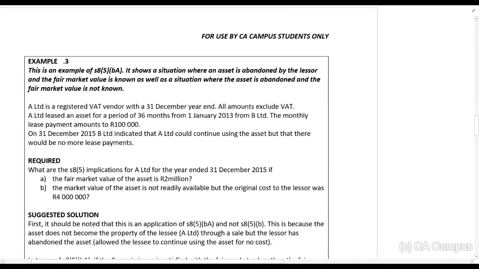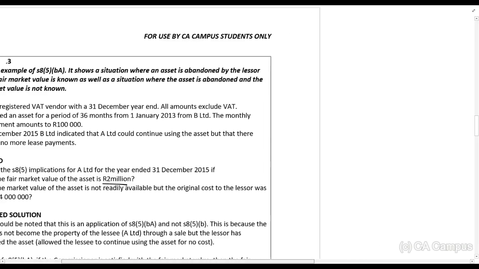Example 3. A Limited is a registered VAT vendor for 31 December year end. All amounts exclude VAT. A Limited leased an asset for a period of 36 months. Total lease payments were 100,000. On the 31st of December, B Limited indicated that A Limited could continue using the asset, but that there would be no more lease payments. What are the implications if the fair market value of the asset is 2 million? Right, so that's the first one.